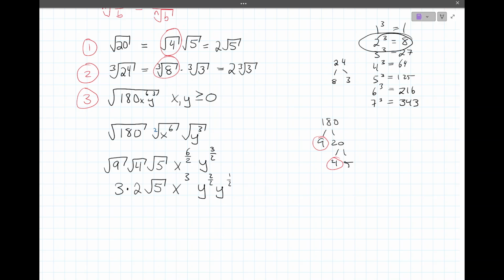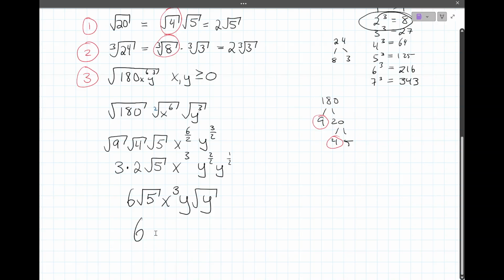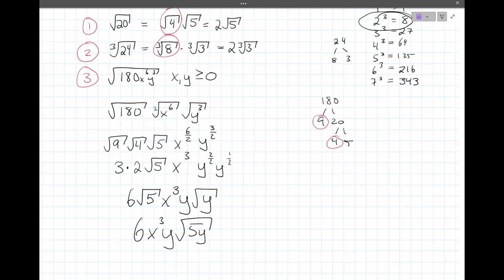So let's put everything together now. And this is going to be 6 root 5 x cubed, and this is going to be y, and this is going to be y there. Okay, here's what we're going to do. So now I'm going to have 6x cubed y, and I have 5 and root y. Let's put this together. 6x cubed y, 5y here. There we go. That's it. That's what we're looking at.